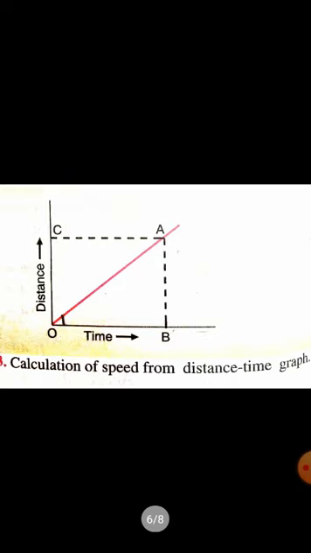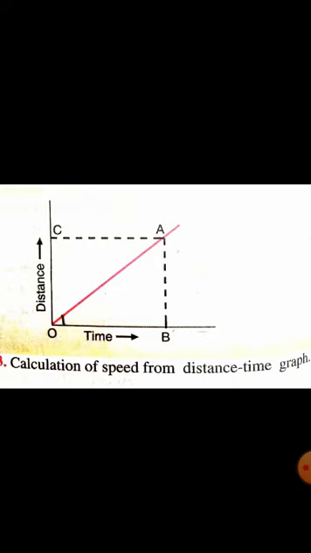Now, let us see how we can calculate the speed of a body from a distance time graph. For this, we will take any point A on the graph. From A, we will drop perpendicular AB on the x-axis and perpendicular AC on the y-axis. We all know the formula to calculate speed. How do we calculate? Speed is given by distance by time.